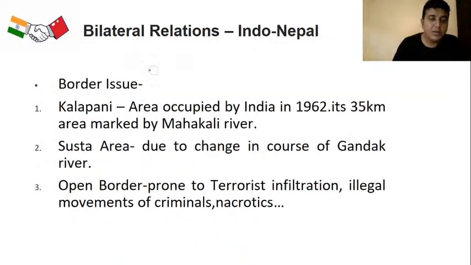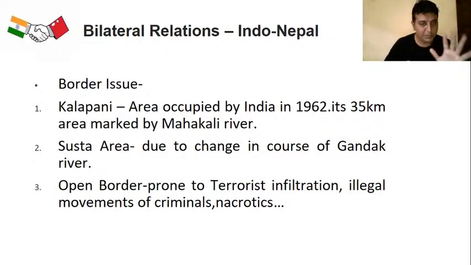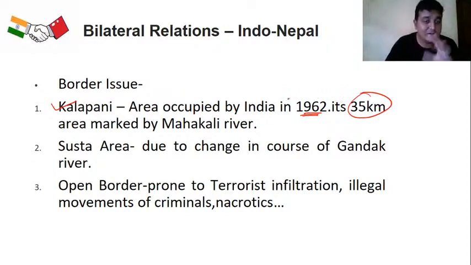Clear? Next thing, border issues. India and Nepal are having border issues. There are basically three problems related to the border. First is Kalapani. This is the area marked by the Mahakali River. In 1962, India occupied it. This is a 35-kilometer area, and recently it created a controversy. A month ago, this issue was there, and Nepal showed this area, Kalapani, as part of its territory. This is a recent issue. Actually, this area has belonged to India since 1962. Clear? This is the one reason.